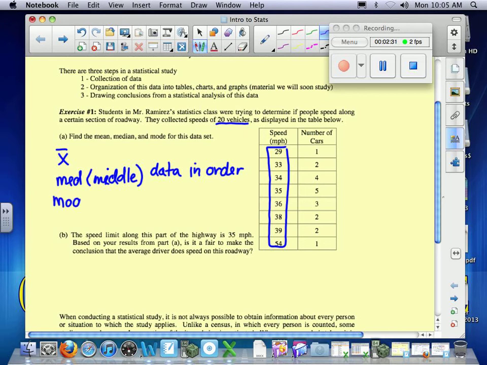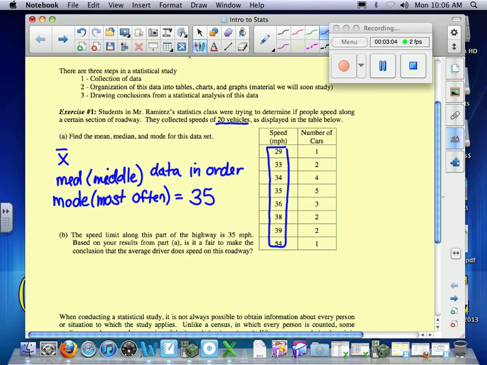So then mode is most often. Which speed was recorded most often for this data? Mode is probably the easiest of the measures of center that you can find. So which car or which speed had the most cars recorded? Yes. So 35 had 5 cars recorded for that speed. So 35 is our mode. It's what occurred most often.